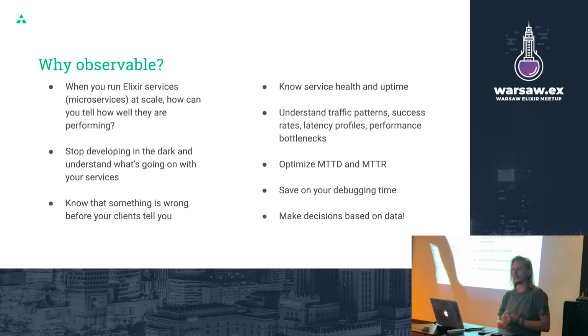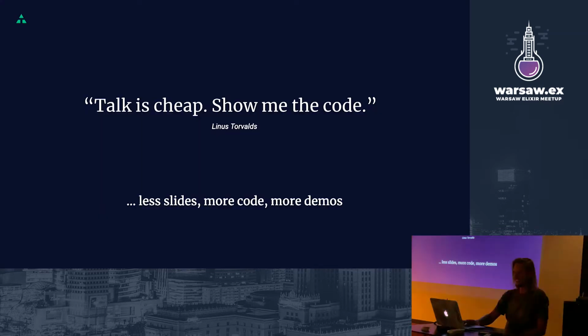Having good observability in a complex system really cuts down your debugging time, because I noticed, not just in Elixir but in other services that I built, that when you don't have observability on a good level, you're really wasting a lot of time debugging. And then my favorite one, make decisions based on data. When you have observability and you have the data, you're making decisions based on data, not on your gut feeling or folklore. So yeah, as Linus once wrote, talk is cheap, show me the code.